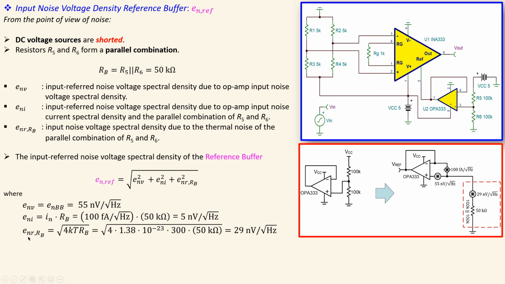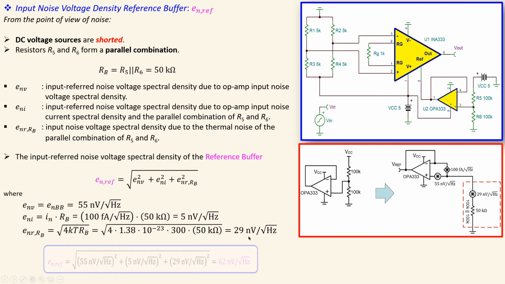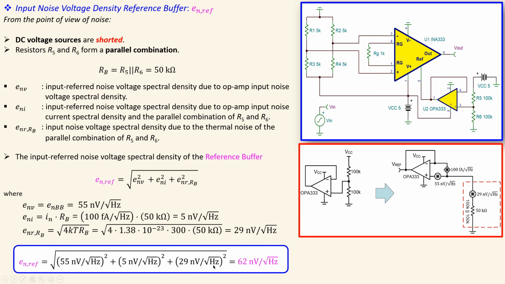For the third one, you will use just the formula for the thermal noise voltage, which is then the square root of 4kT times that resistor. If you just substitute the values, you will get 29 nanovolts per root hertz. Now we have the necessary elements, just substitute that in here, you will get 62 nanovolts per root hertz. That's now for the reference circuit or reference buffer.